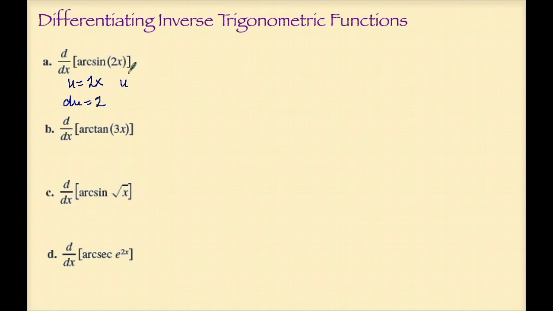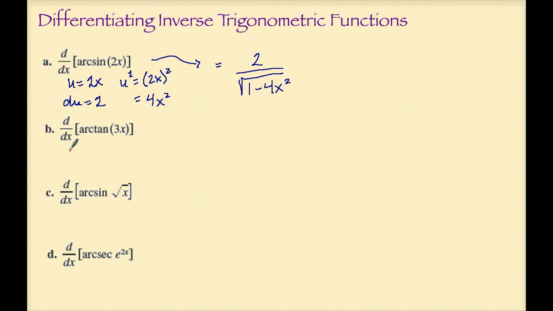Another helpful thing to find is u squared, because the denominator of each derivative has a u squared term in it. So u squared would be the quantity 2x squared, which is 4x squared. Now you're ready to take the derivative, which will be u prime, which is 2, over the square root of 1 minus u squared, which is 4x squared.